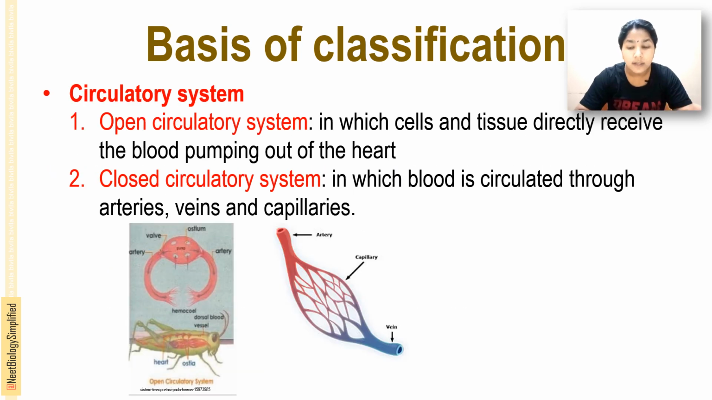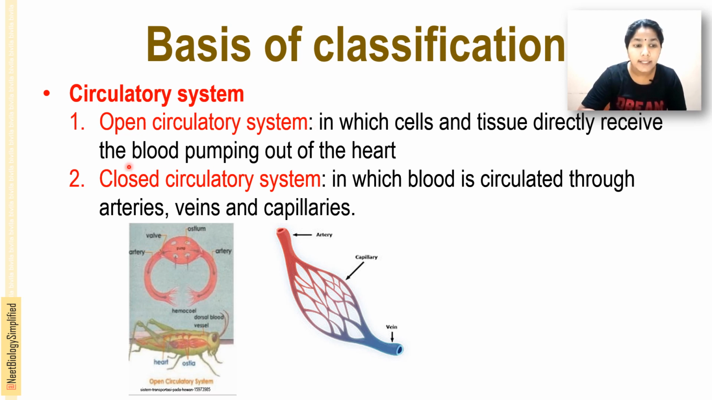Next is the circulatory system. There are two types of circulatory system, the open circulatory system and the closed circulatory system. In the open circulatory system, the cells and tissues directly receive the blood pumping out of the heart. That is the open circulatory system.